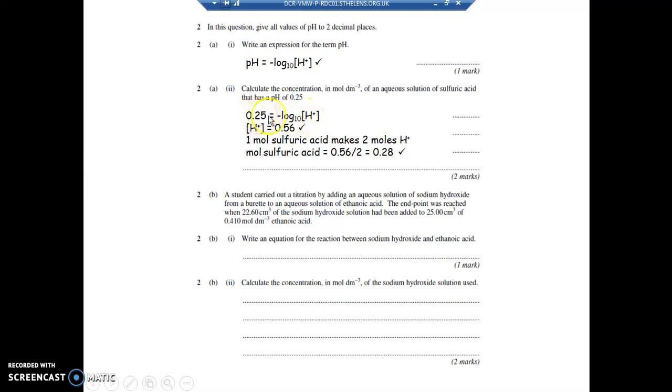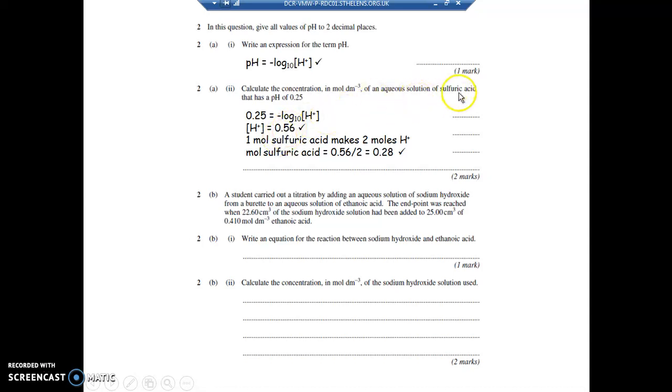So minus 0.25 equals plus log 10 hydrogen ion concentration, and you can get rid of plus log 10 by using shift log or inverse log or second function log. So you plug into your calculator minus 0.25 shift log and it'll give you the hydrogen ion concentration. It should come out as 0.56.